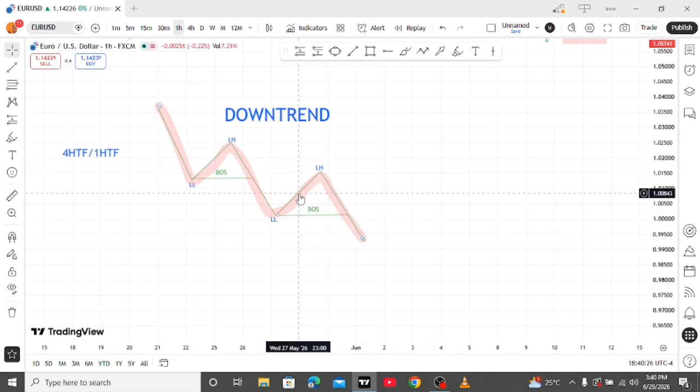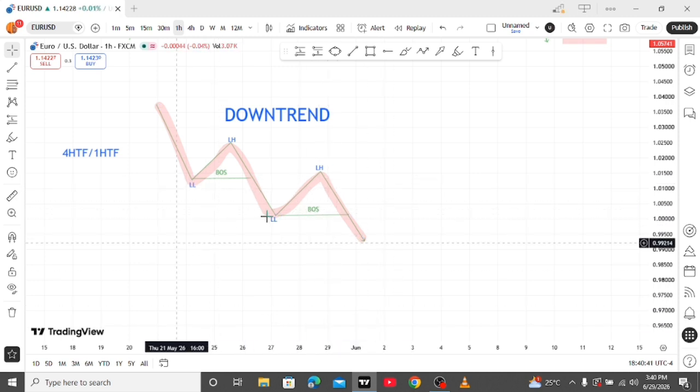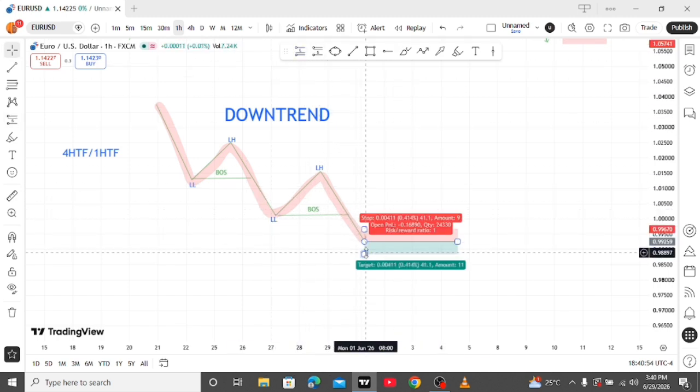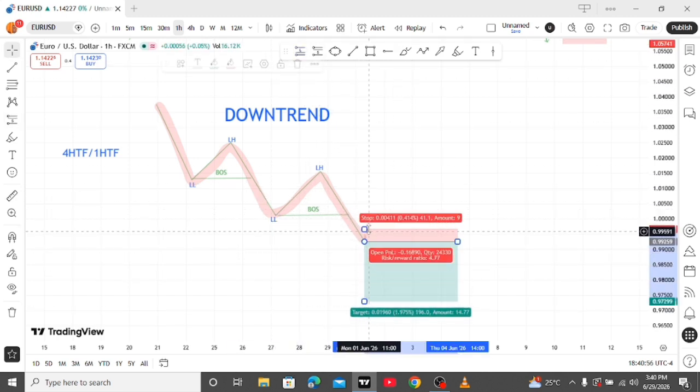So now the market is going down. We know that we should enter a sell position. We should sell this market. We should short the market. So where should we enter our short position? Are we entering our short position from here? No, we can't enter our short position from here.